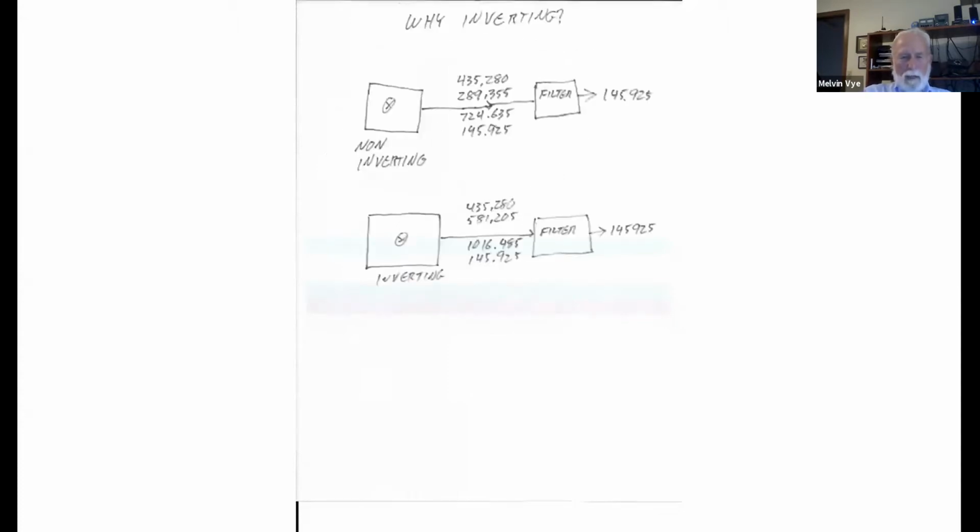So let's go back then to our discussion on mixers. And let's look at the frequencies that were involved with a non-inverting and an inverting mixer. Now, if you look at those two frequencies, and suppose you're an engineer and you want to design that filter, which one would you choose?